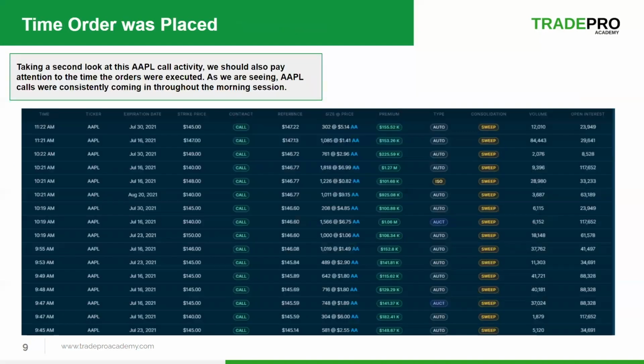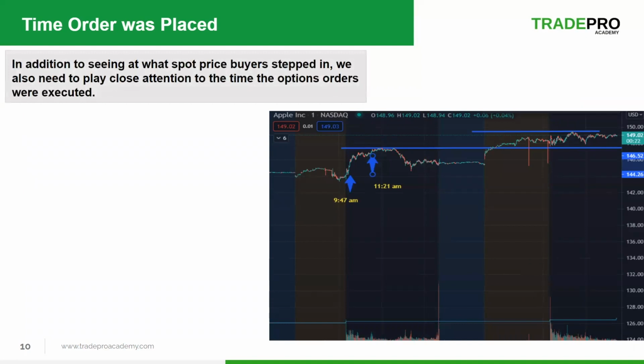Taking a second look at this Apple call activity, we should also pay attention to the time the orders were executed. As we are seeing, Apple calls were consistently coming in throughout the morning session. So we're seeing calls start to come in at 9:45 a.m. all the way up until 11:22 a.m. So in addition to seeing at what spot price buyers stepped in, we also need to pay close attention to the time the options orders were executed.